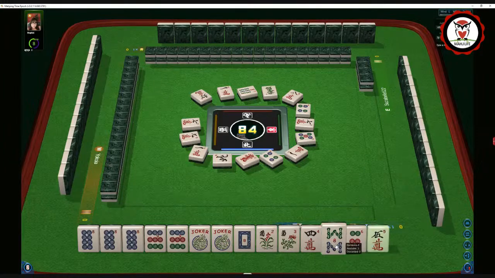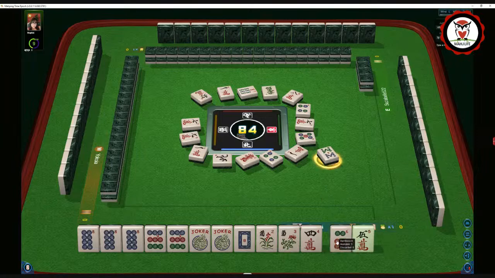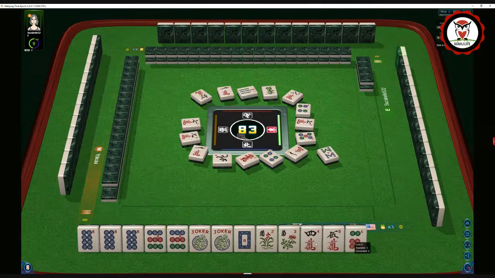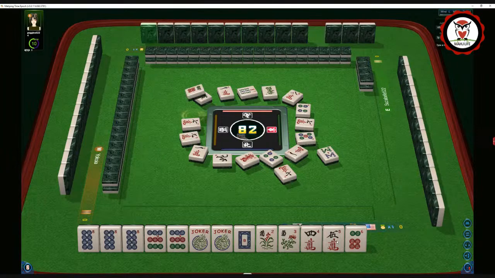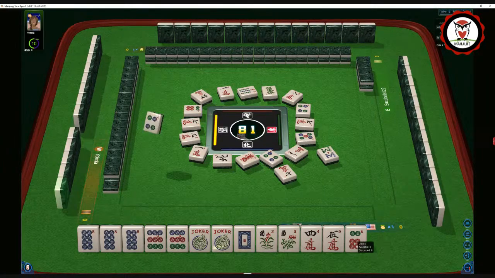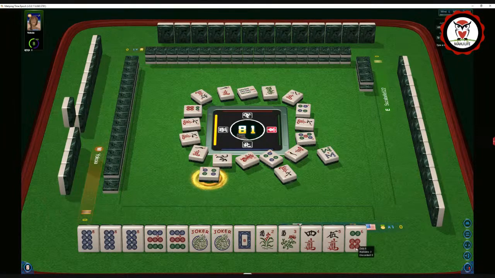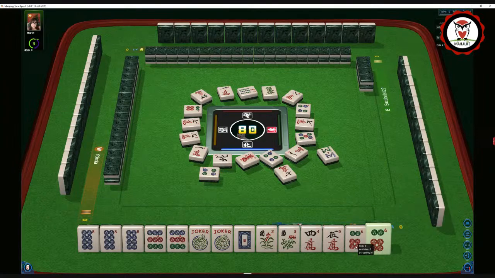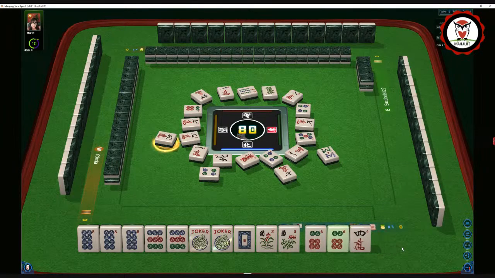Okay, so let's see. Let's discard the 8 bam. 4, 5, 6. The 4, let's see. Really, none of these are out yet, so it's arbitrary what to discard. 6 dots. All right, so now that'll be a good discard. 4 dots. Oh, a pair. Let's discard the 5 characters.